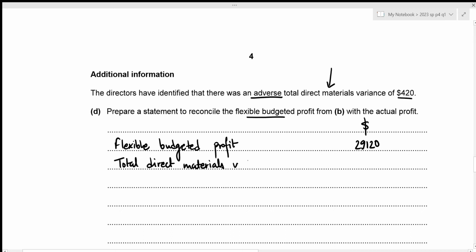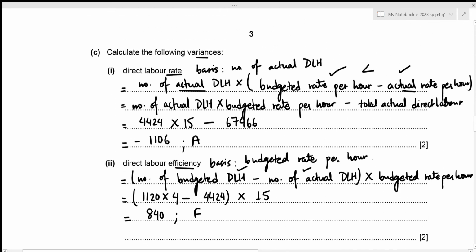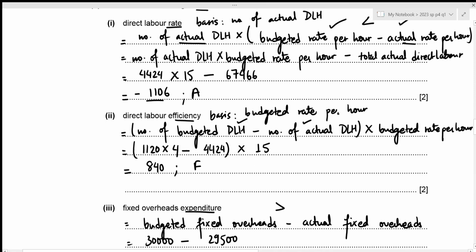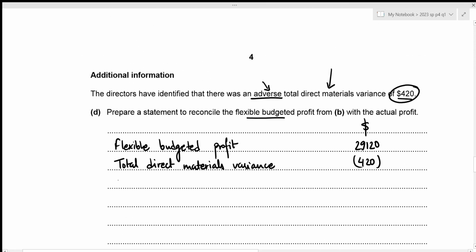variance. And it is a 420, but this is an adverse value, so we need to subtract it. So that's 420, but in a bracket. Now the next variance that we figured out was direct labor rate, which was 1106 adverse, which means that we need to subtract this value. Let's do that. That will be direct labor rate variance with an adverse value of 1106, so we'll be subtracting it.